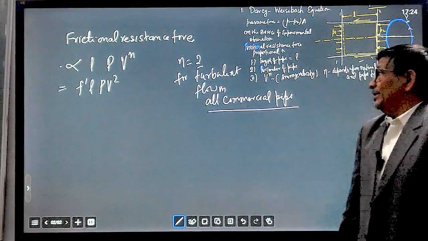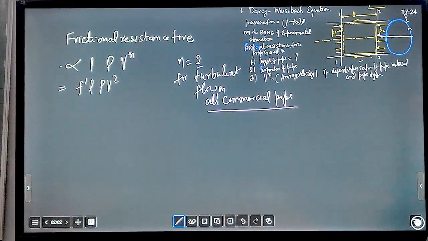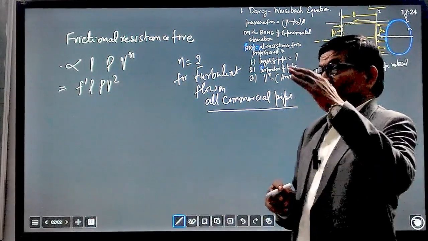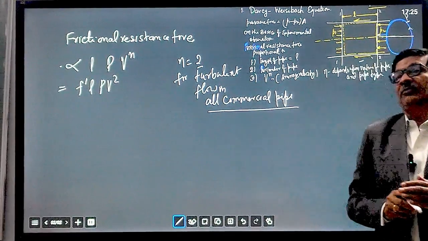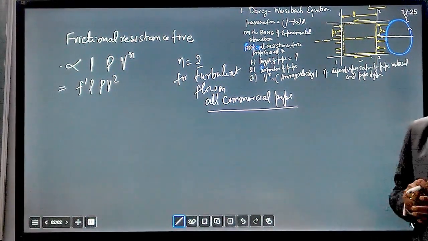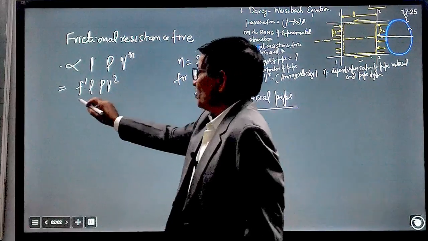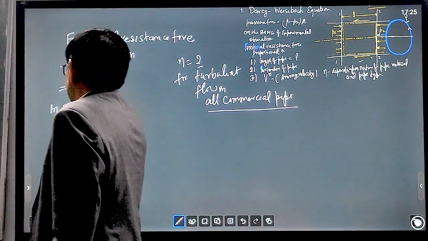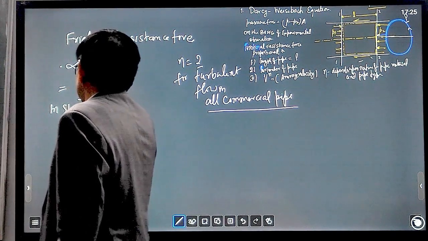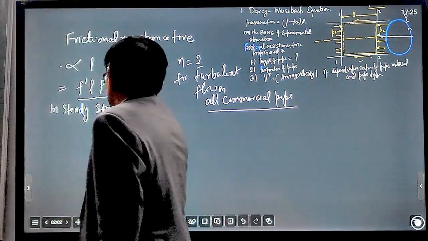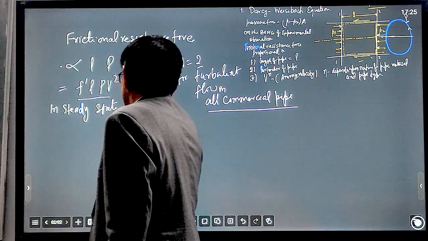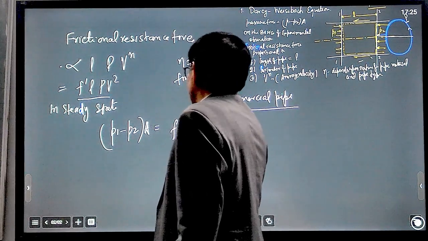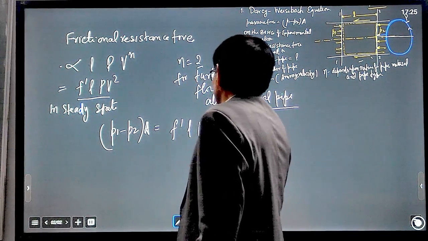And under steady state condition, what will happen? This force is equal to the pressure force, because the fluid is not accelerating, it is moving with constant velocity, so it is a steady state condition. So this resistance force is just equal to the pressure force. So in steady state condition, the pressure force (P1 minus P2) into area is equal to F' L P V squared.